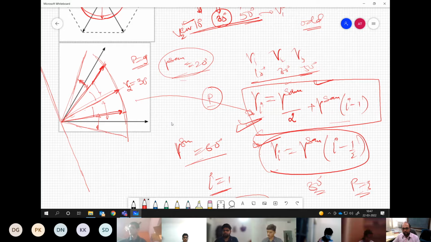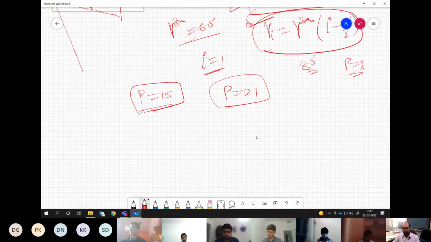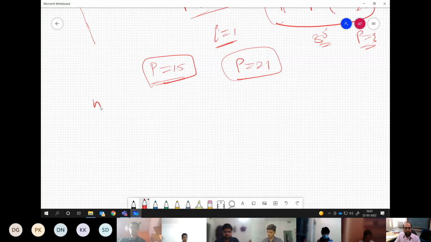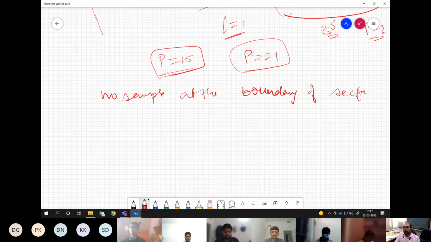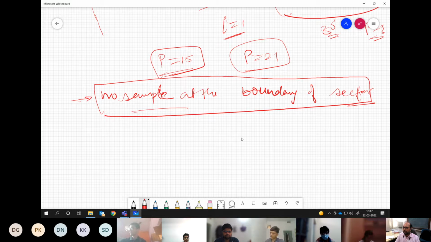So certain rules we are framing here regarding the samples: no sample at the boundary of a sector. We will not have any sample located at the boundary of the sector. All the samples are within the sector and those are symmetrically located. That's a very important rule for conventional space vector PWM. Understanding my point? Yes, sir. Okay.